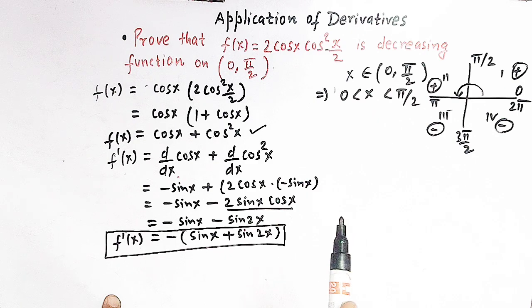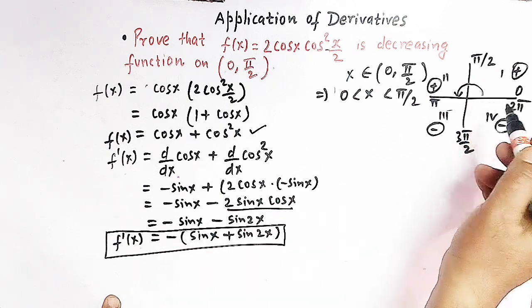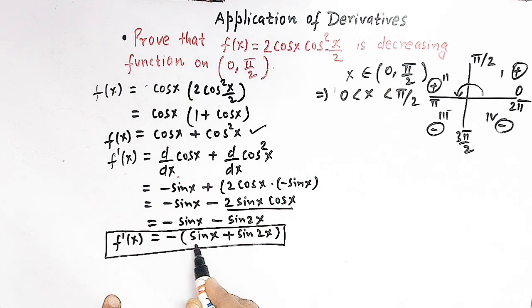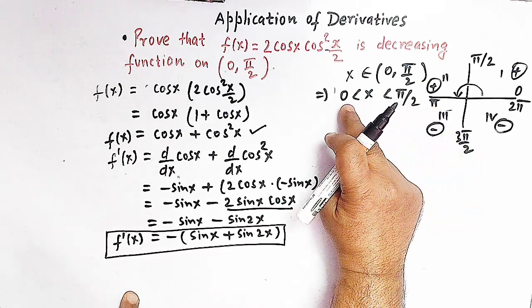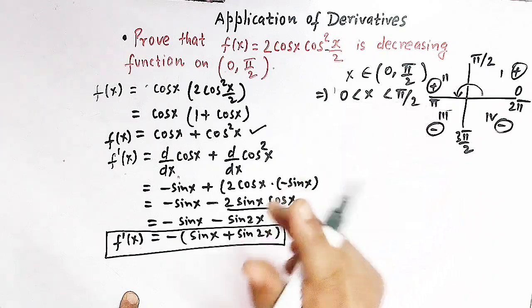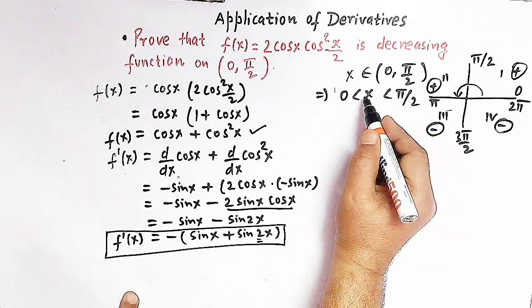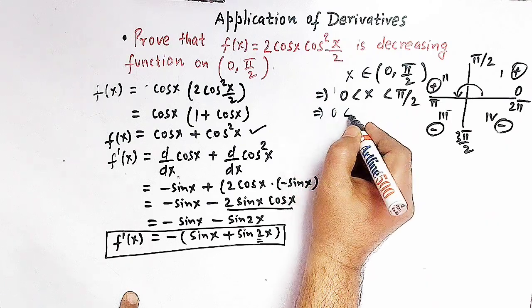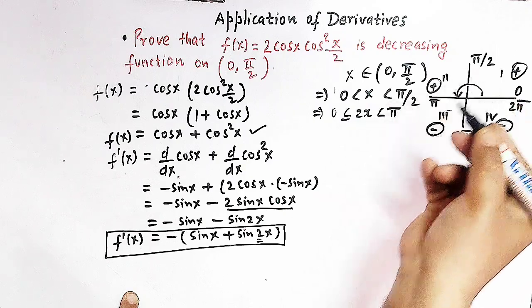So here we are going to decide the sign of f prime of x using the sign convention for the sine function, right? Because here we have the sum of two sine functions. So now we have x greater than 0 but less than pi by 2. So let us multiply this inequality throughout by 2, because here we have sine 2x. So we need to find out the interval for the angle 2x. So here we have 0, that is 2 times 0 is 0. Here we have 2x, and here we have pi, because 2 and 2 get cancelled.